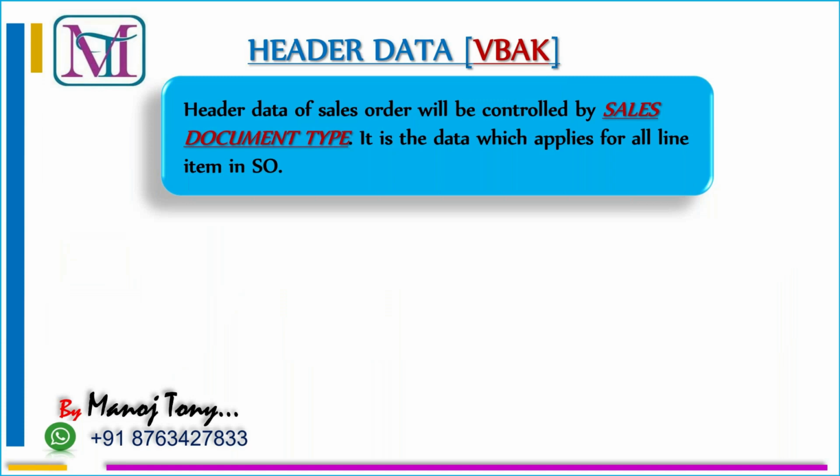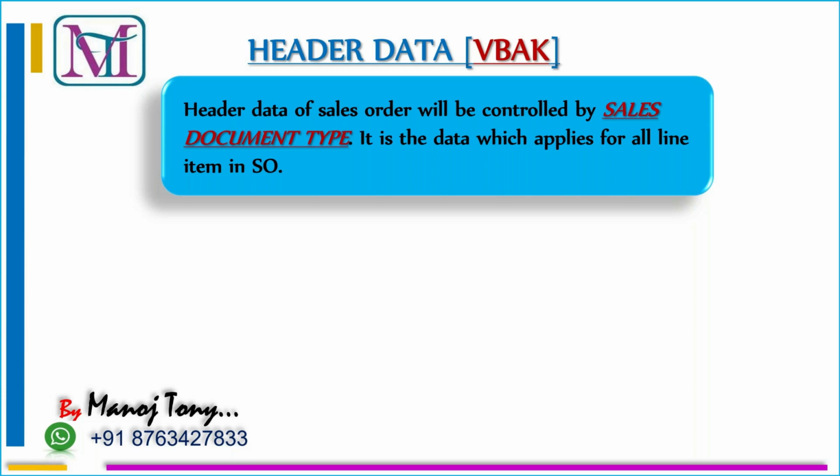First of all, we have to understand what header data is. Header data of a sales order is controlled by sales document type. It is the data which applies to all the line items in the sales order. So in SAP SD, we have different order to cash processes, for example inquiry, quotation, sales order, rush order, cash sale, contracts, consignment process, credit memo, debit memo, invoice correction requests, and some other processes.